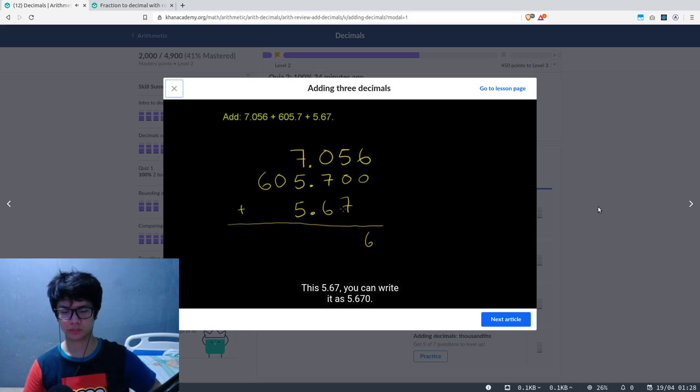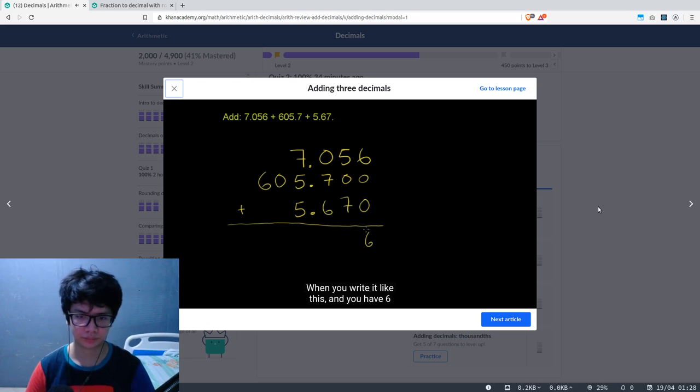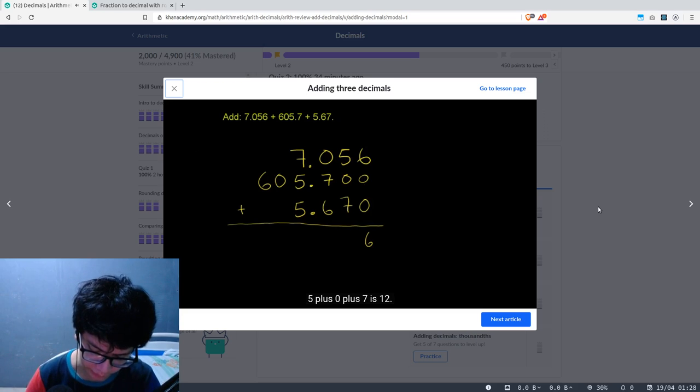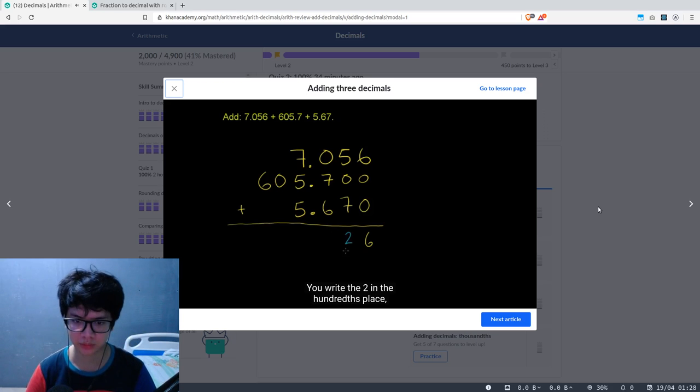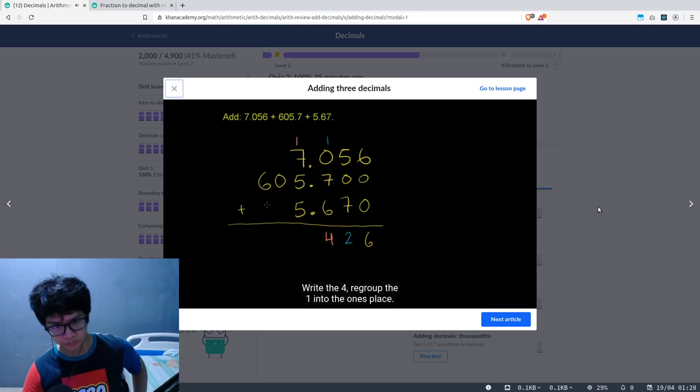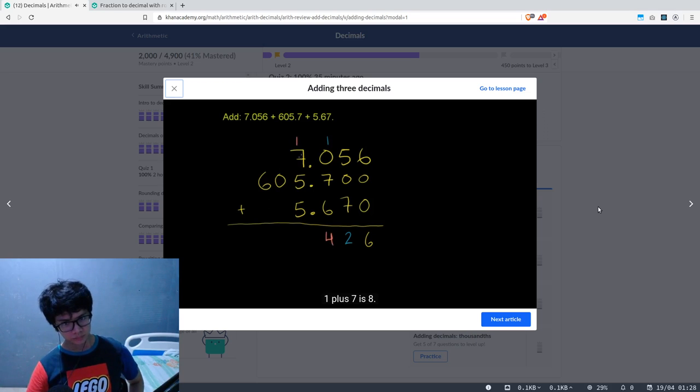This 5.67, you could write it as 5.670. And when you write it like this, you have 6 plus 0 plus 0 is 6. And you keep going. 5 plus 0 plus 7 is 12. You write the 2 in the hundredths place and carry the 1. 1 plus 0 plus 7 is 8, plus 6 is 14. Write the 4, regroup the 1 into the ones place. 1 plus 7 is 8. 8 plus 5 is 13.